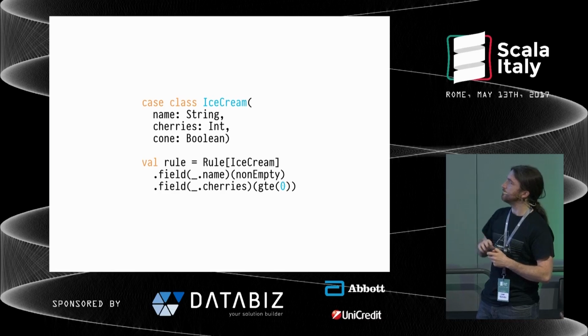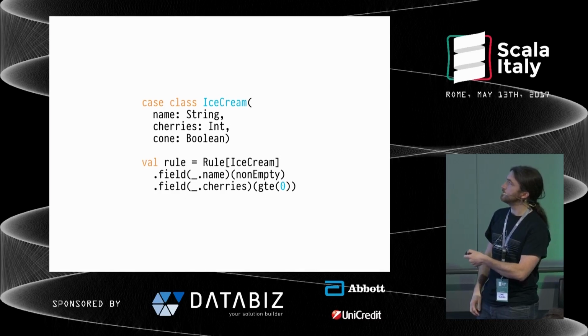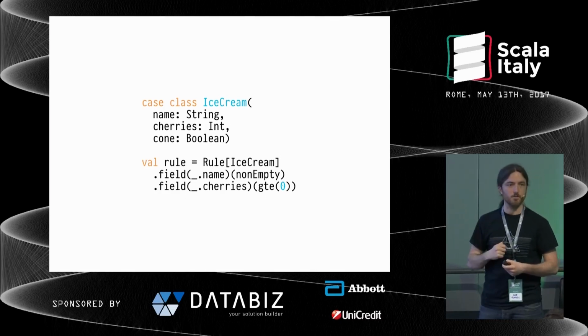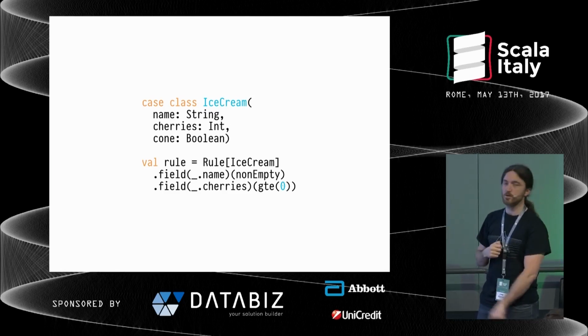So this is roughly what the code in Checklist looks like. I've simplified it a bit for the slide, but what this does is build a rule that is basically a function, and we can pass an ice cream in and it will give us a list of error messages. So we're saying, hey, look, this field should be a non-empty string, this field should be greater than or equal to 0.